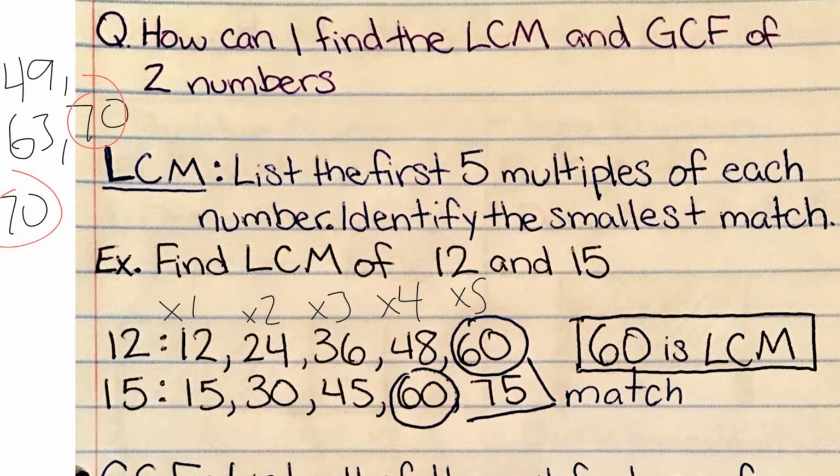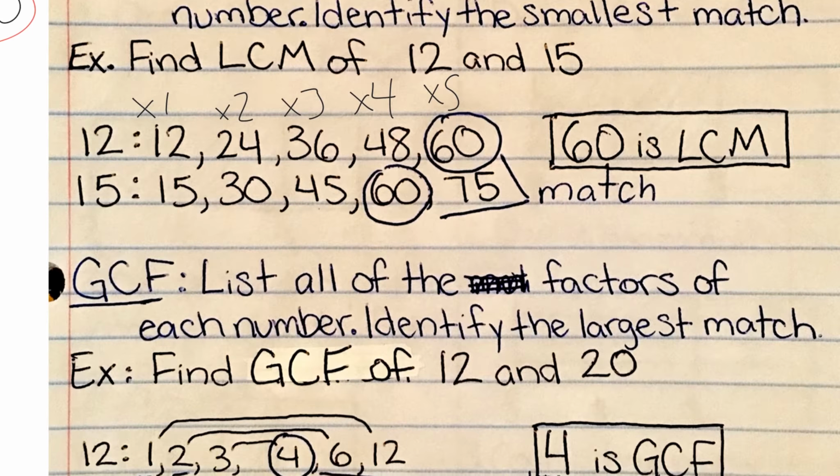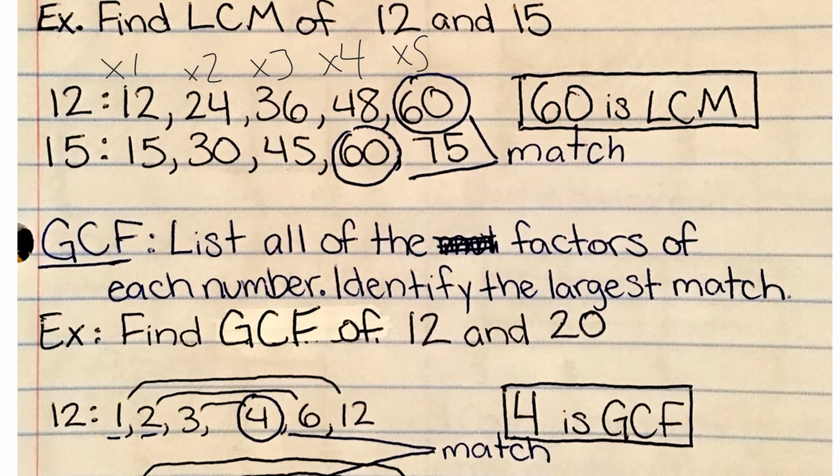Okay, so that is least common multiple. Just list the multiples until you find one that matches. Now we can take a look at greatest common factor, or the GCF for short.